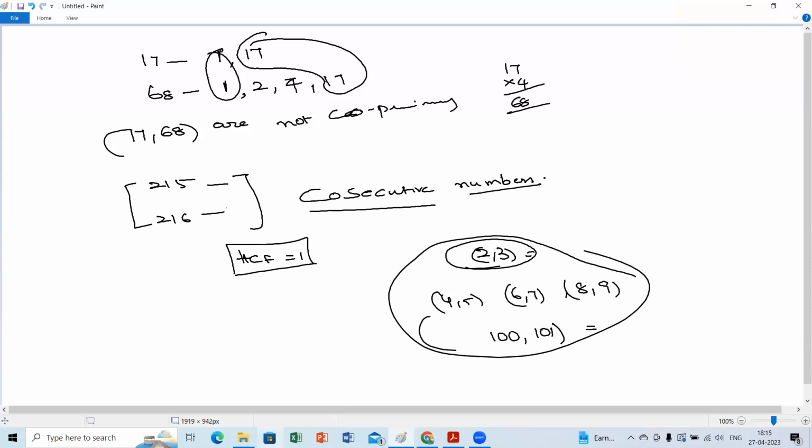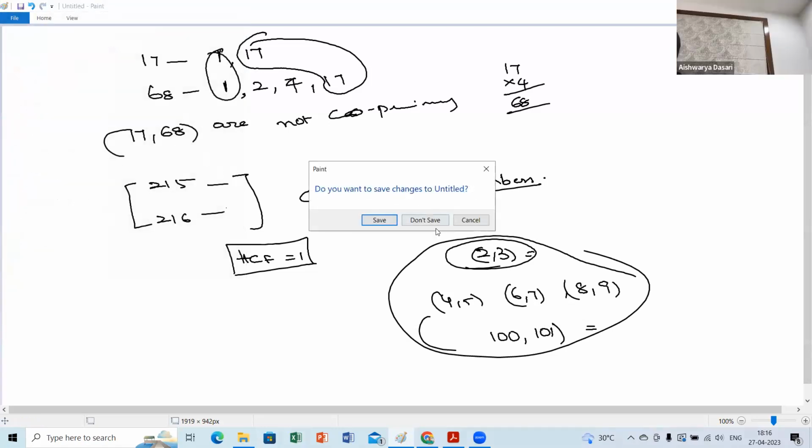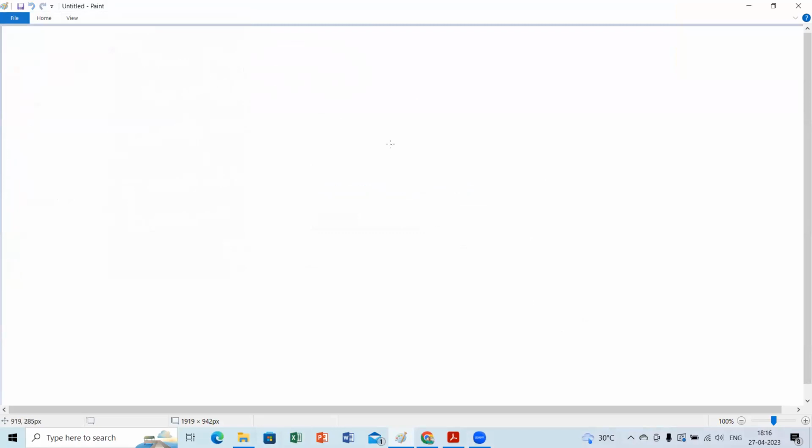Consecutive numbers are always co-primes. Please note that point, children. Their HCF is 1. Consecutive numbers are always? Co-prime. Yes. Consecutive numbers are co-primes.